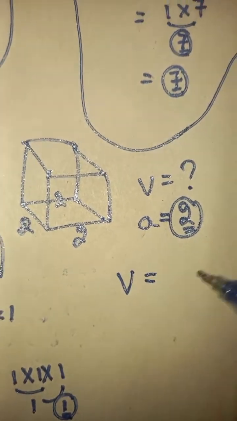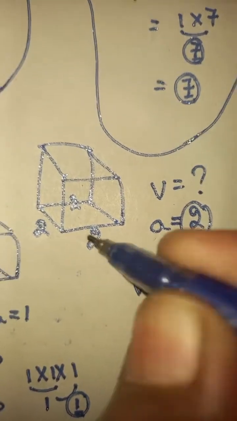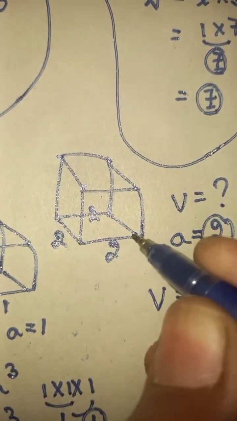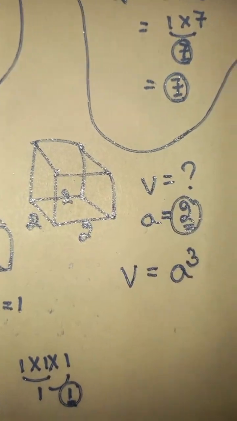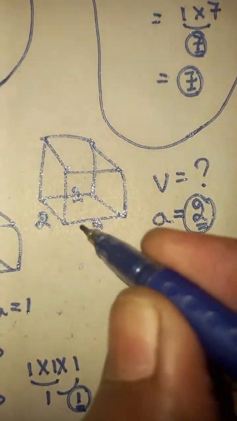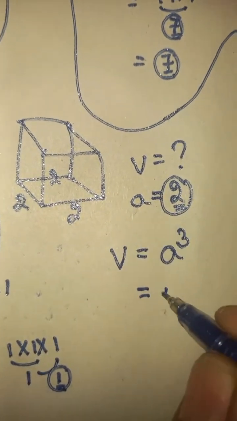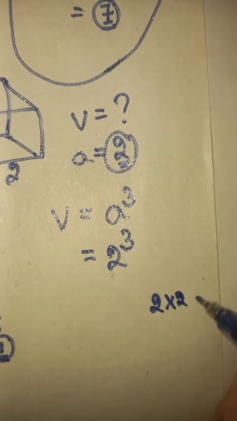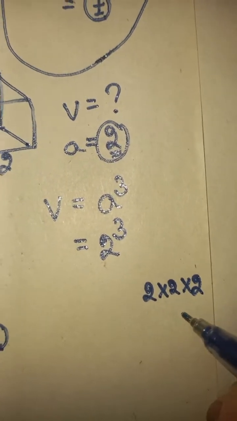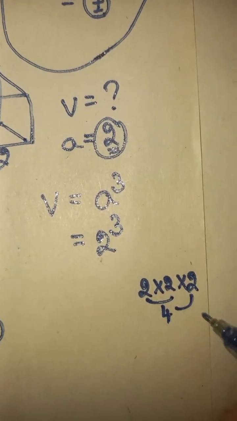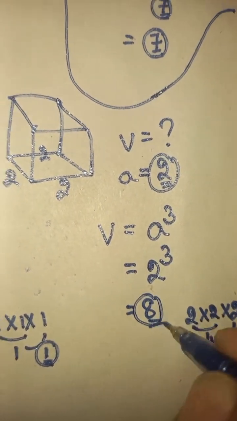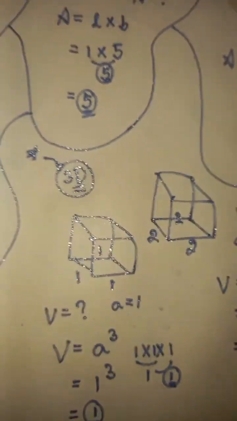The volume of the cube can be written as a cubed, that is edge length times edge length times edge length. You need to multiply the edge length 3 times. So here the side length is 2 units, so it is 2 cubed. 2 cubed is nothing but 2 times 2 times 2. 2 times 2 is 4. 4 times 2 is 8. So 8 cubic units is the volume of that cube.